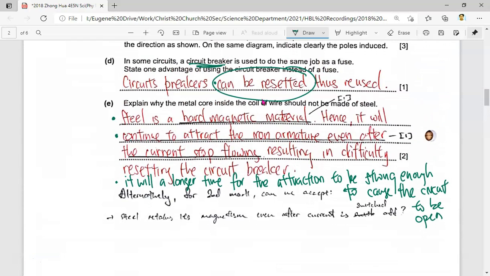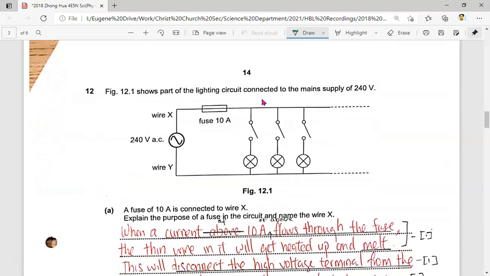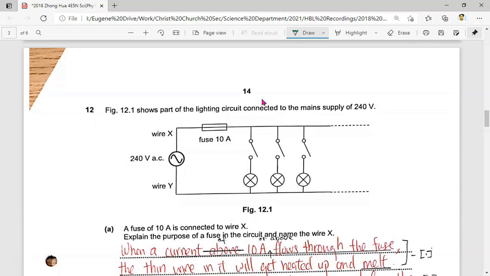Okay, so that's for the first question. The next one, question 12. Okay, so we're going to go on to the next part. So figure 12.1 shows part of a lighting circuit connected to the main supplies of 240 volts. So 240 volts over here.